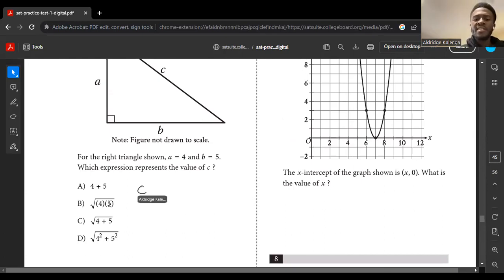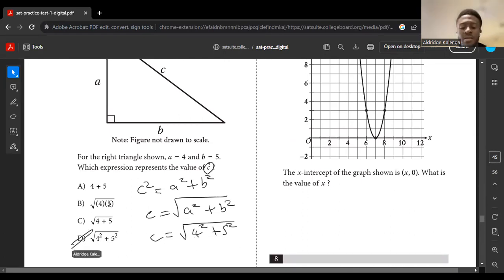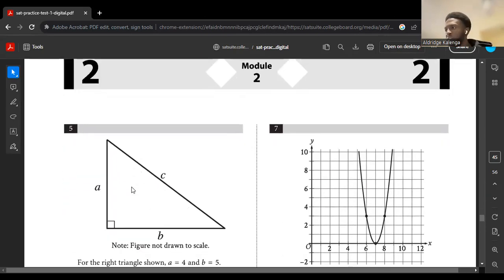So we know that C squared is equal to A squared plus B squared, right? And we're trying to find the value of c, not c squared. So we can put a square root on both sides. But we know that our a is 4, so it's going to be 4 squared plus 5 squared. So our answer is D. All right, so that's for question 5.